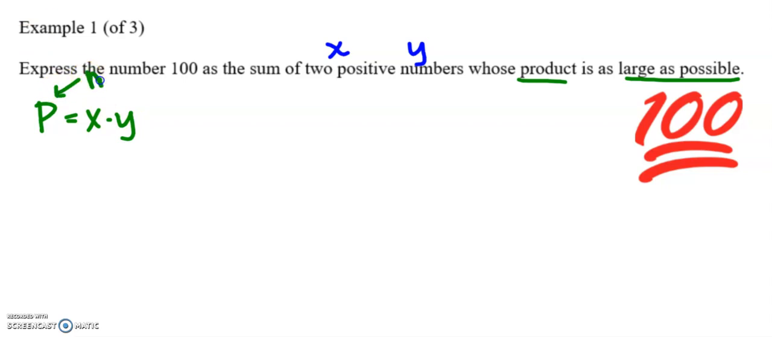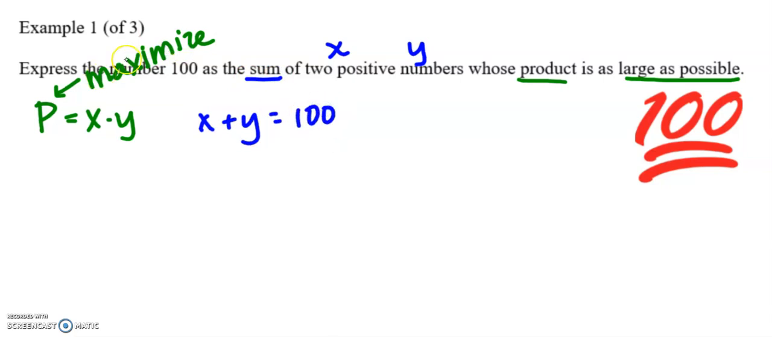So this is the thing that I would like to maximize, knowing that the sum of those two positive numbers is equal to 100. So the maximize equation is my primary. In this case happens to be a product. This one will be what I'm going to refer to as my helper. It will help me to solve this problem.